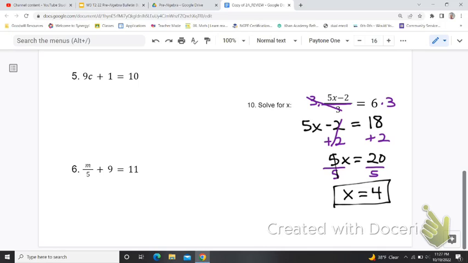Alright, so if you attempted these on your own and you got them all right, give yourself a pat on the back. You should do very well on this quiz.